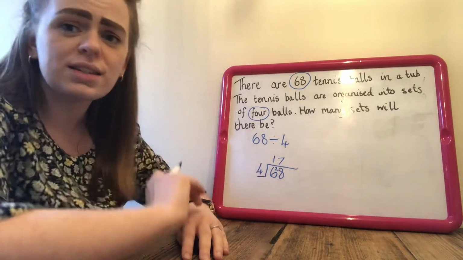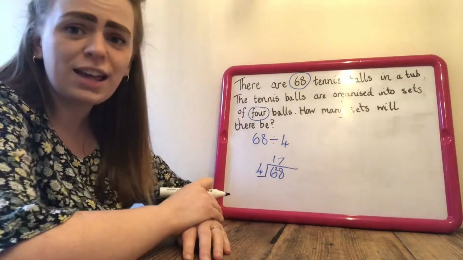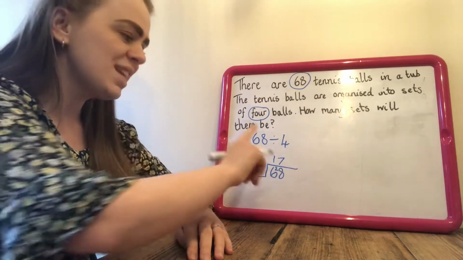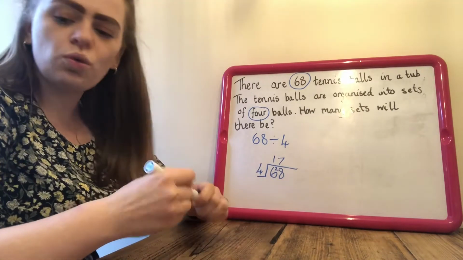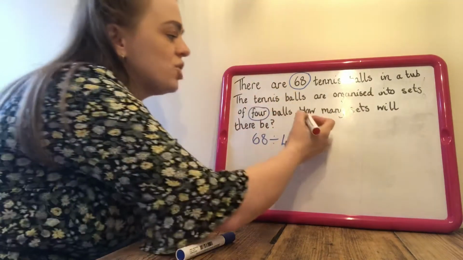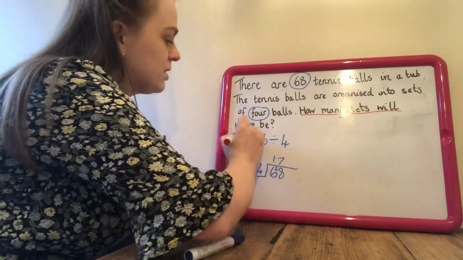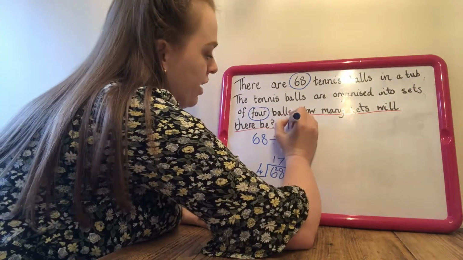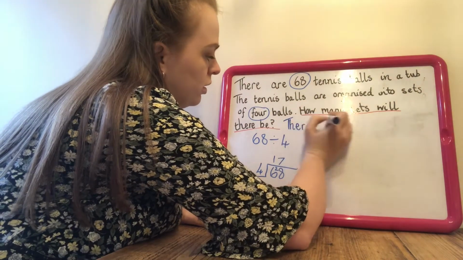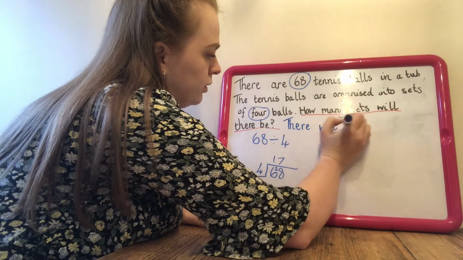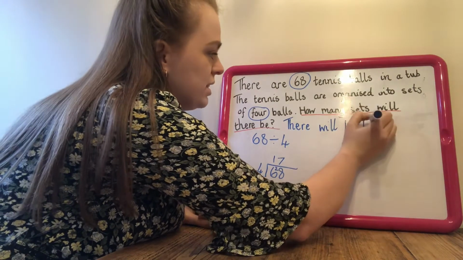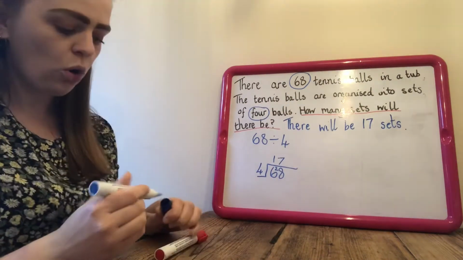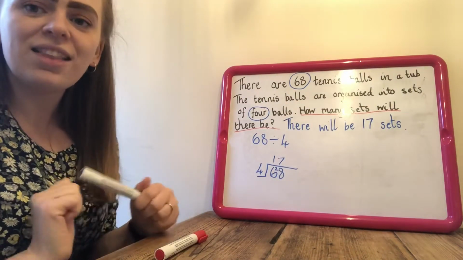All I've done is drawn a sum. I need to answer the question that I have been asked. And I've been asked, so how many sets will there be? So I need to answer this now. So don't forget to look at what the question is actually asking you. I'm just going to underline that. And I'm going to answer it by saying, there will be 17 sets. Okay, so it's almost like answering a comprehension question in literacy.